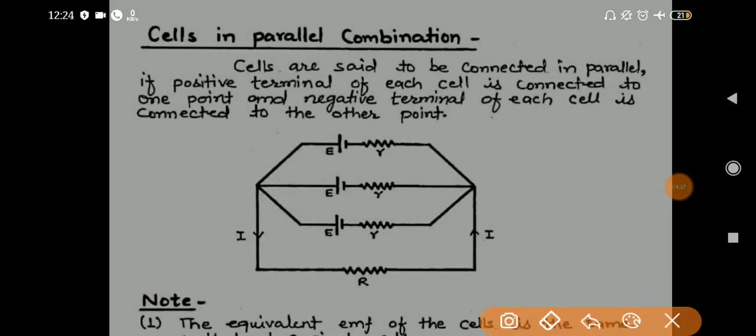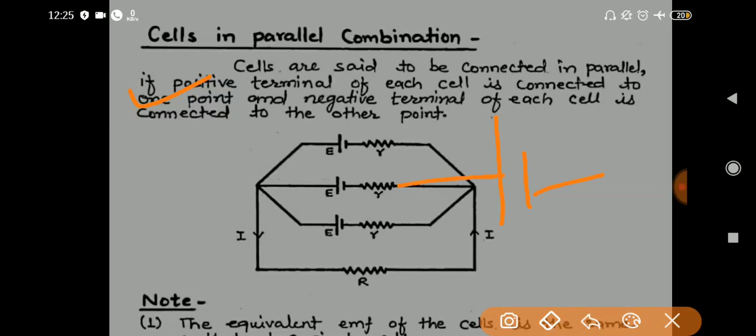Now our next topic is cells in parallel combination. What is parallel combination of cells? Cells are said to be connected in parallel combination if the positive terminal of each cell, the bigger plate, is connected to one point and the negative terminal of each cell is connected to the other point in the circuit.